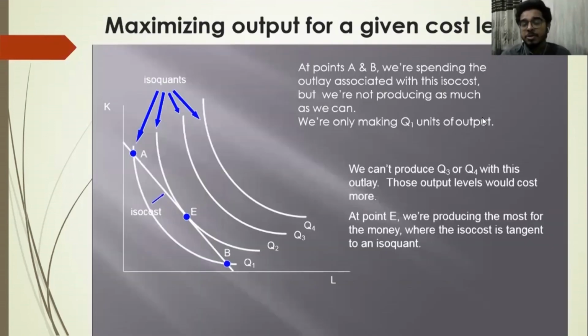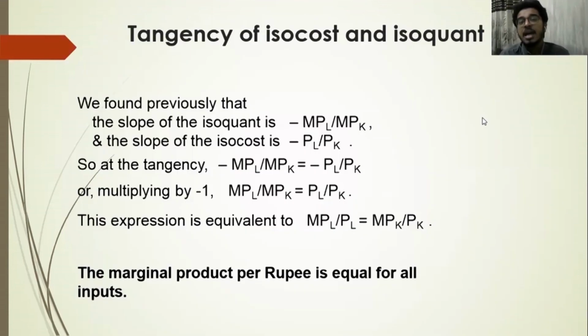And over here we observe that we achieve the maximum production where the isoquant and the isocost curve are tangent to each other. The slope of the isoquant, we have already learned, is marginal productivity of labor divided by marginal productivity of capital, and the slope of the isocost is price of labor divided by price of capital. In both cases there is a negative sign because they are negatively sloped. At tangency both the slopes should be equal, and hence marginal productivity of labor divided by marginal productivity of capital should be equal to PL by PK.